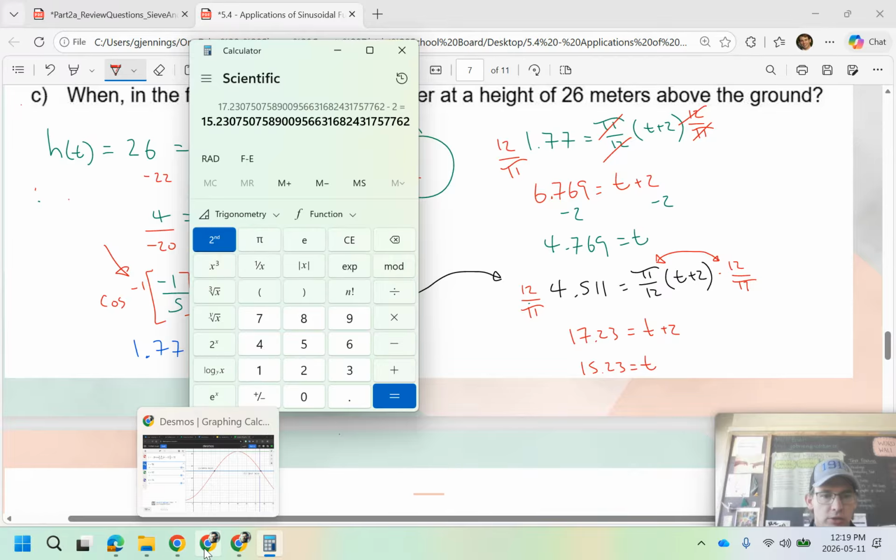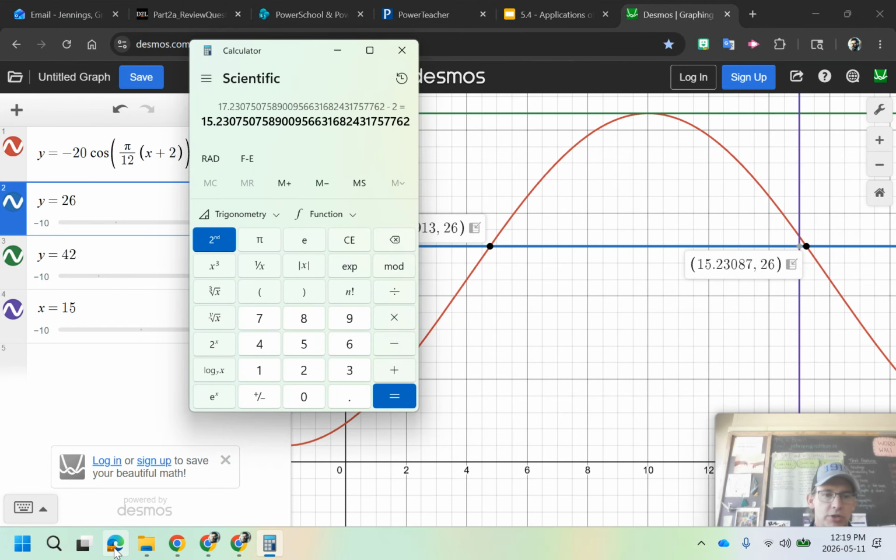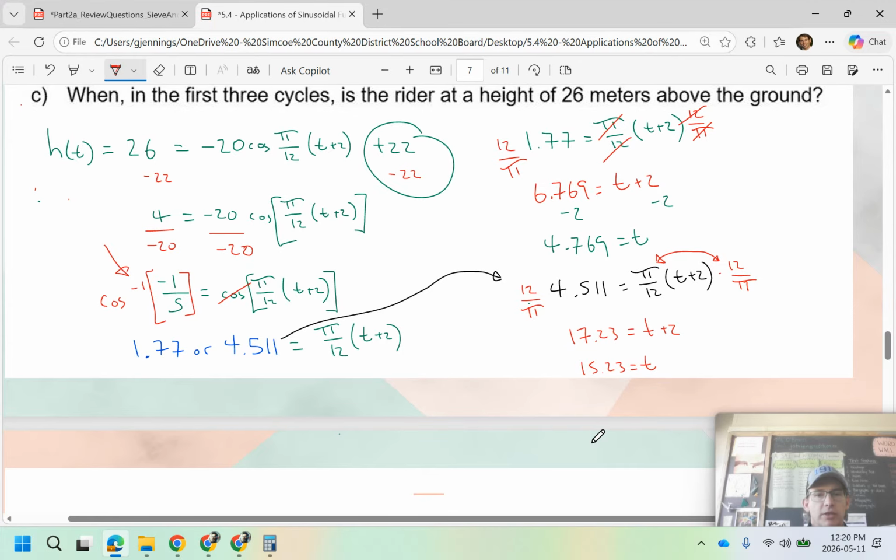So then we go back to Desmos and verify, and it's 15.2308, really? Oh, I was working with a rounded version on my page. That's why I had a slightly different thing on my calculator. But it's essentially the same thing. We're fractions of seconds of error based on my rounding. Okay, so there's our first two solutions.